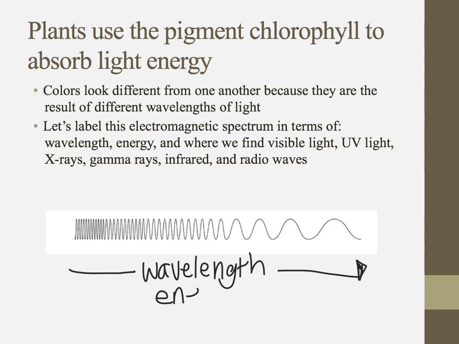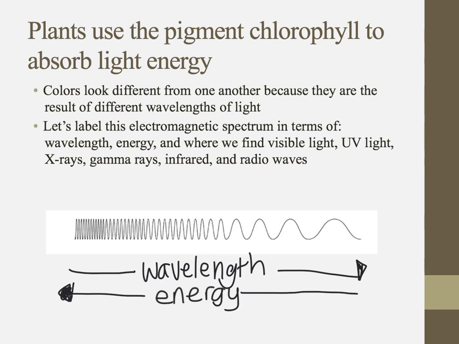Let's talk about energy. These waves have energy. The faster or more frequent these waves are coming, the more energy they have. So energy is actually going to work the other way. Things with small wavelengths have large amounts of energy. Things with large wavelengths have relatively small amounts of energy.